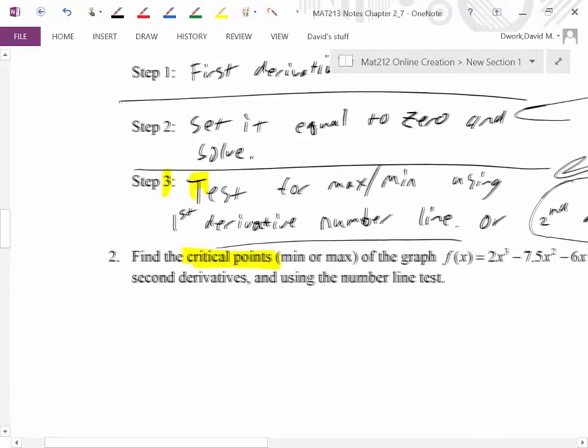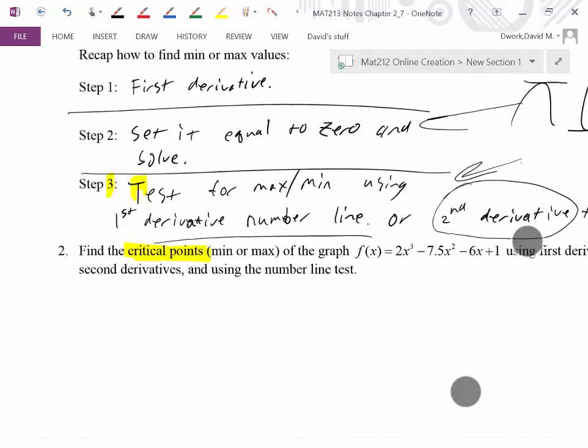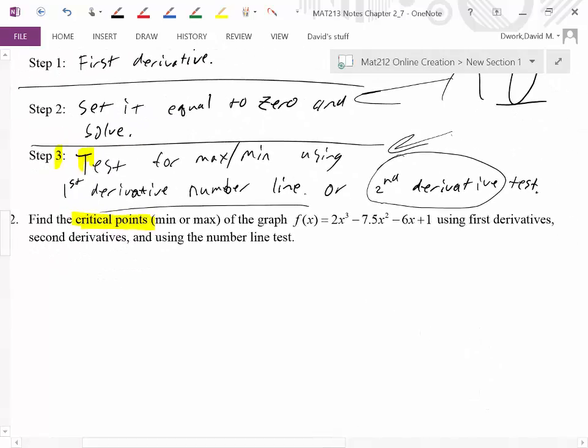Okay, so let's go ahead and you can try the problem, and notice what we're going to do is find max or mins for this graph using first derivatives and second derivatives and the number line test. Okay, so don't use your calculator other than to check your work. You should just be doing this by hand using calculus. Okay, give it a shot.